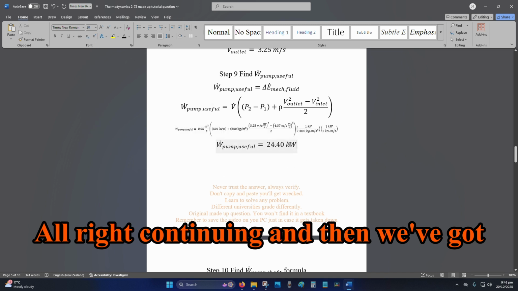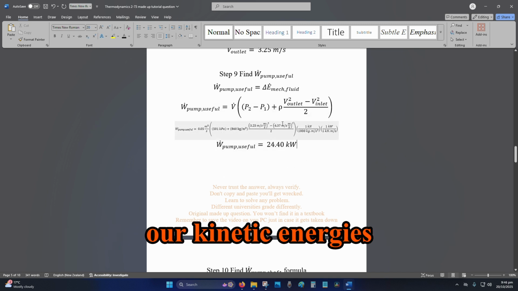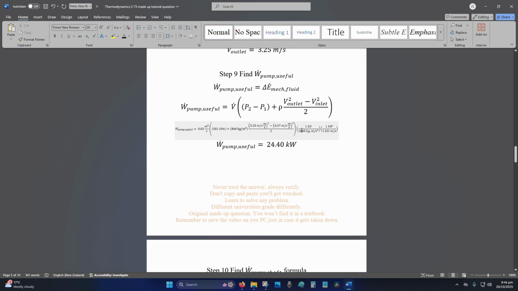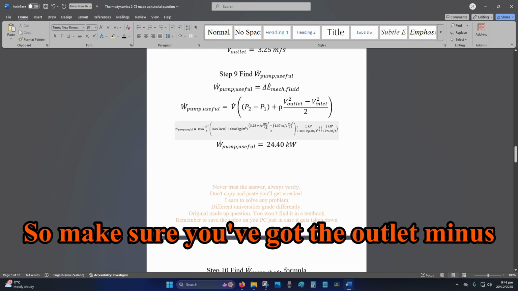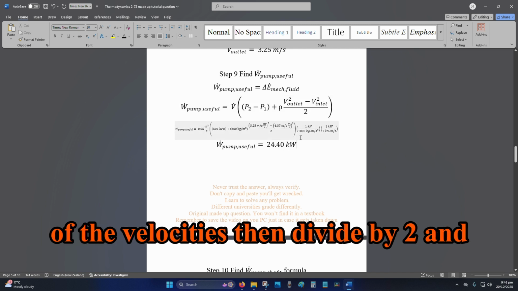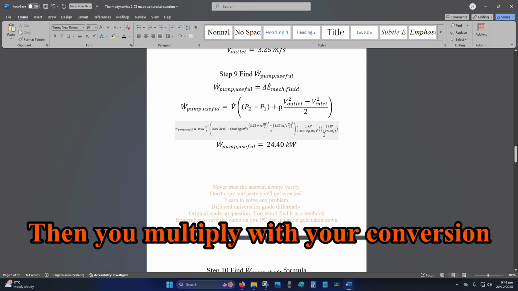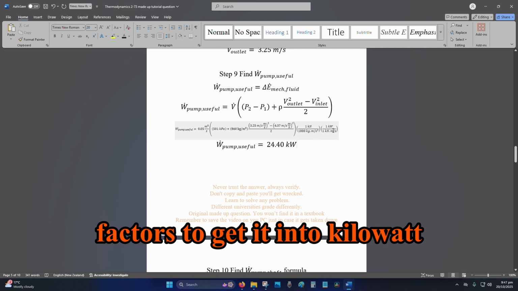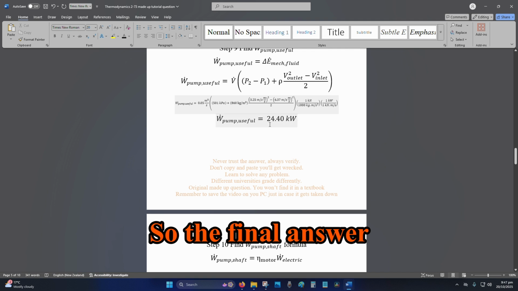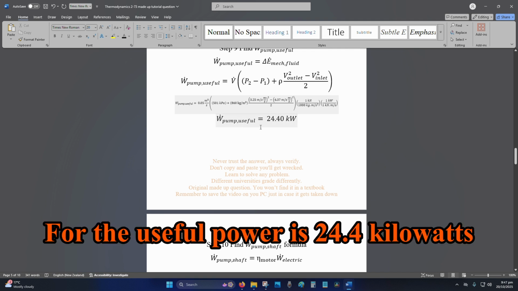Alright, continuing. And then we've got our kinetic energies squared divided by 2. So make sure you've got the outlet minus the inlet, and make sure you square both of the velocities, then divide by 2. And then you multiply with your conversion factors to get it into kilowatt. So the final answer for the useful power is 24.4 kilowatts.